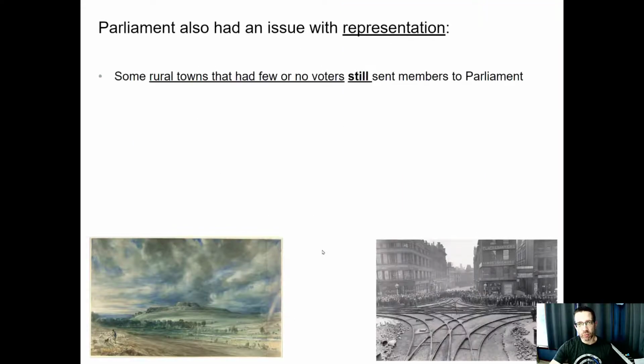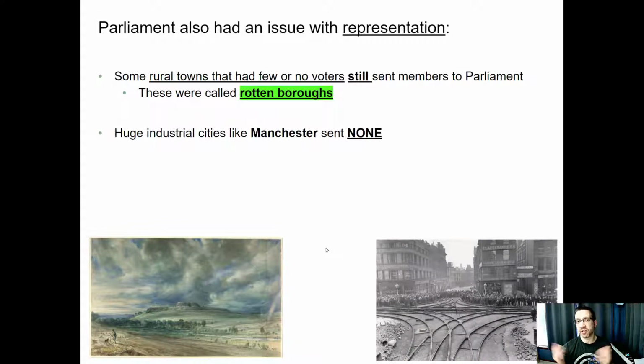So there were also more issues with representation in Parliament. Some rural towns had few or no votes, but they still sent members to Parliament. These are called the Rotten Boroughs. That would be like, a lot of people move to the city and work in factories. So a lord might own large agricultural, rural areas, but they didn't really have many people living in them anymore. Very few people live there, sometimes not many or not at all, and they still sent representation.